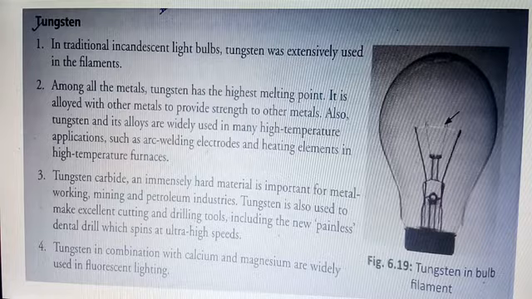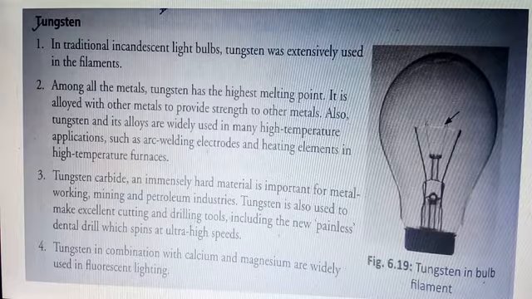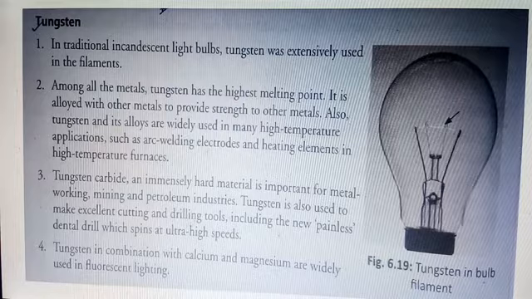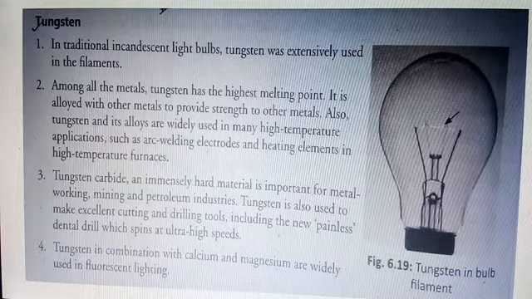The painless dental drill used in dental surgery by dentists is also made up of tungsten, which spins at ultra high speeds. Tungsten in combination with calcium and magnesium is widely used in fluorescent lighting.